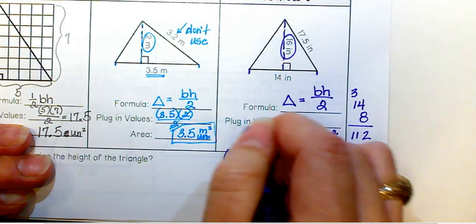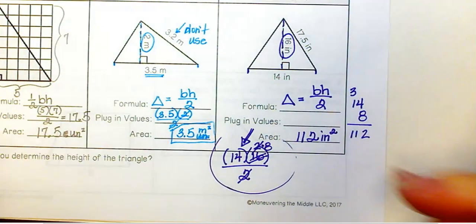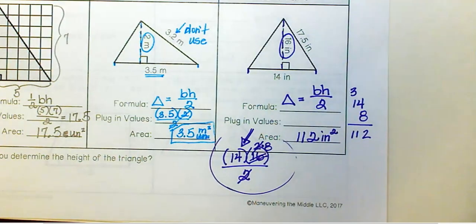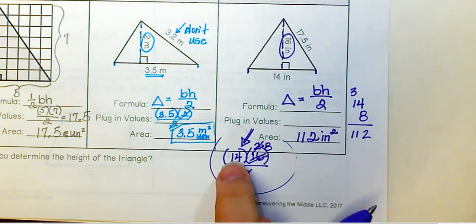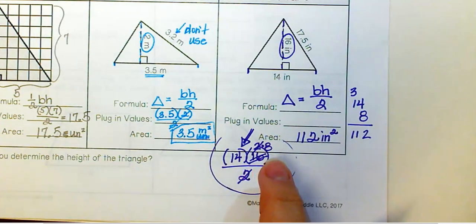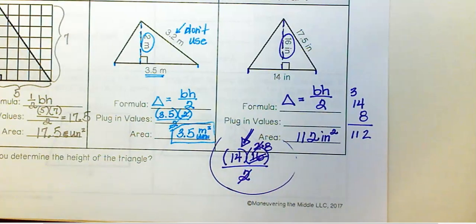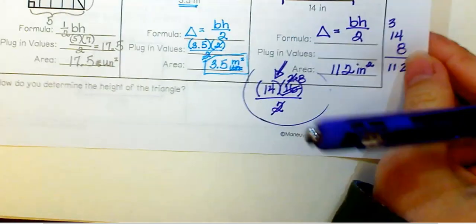Okay. Plug in my values. That's down here. All right. And if you don't understand what I did here, just do the 14 times the 16, get a total, and then divide by 2. Okay. How do you determine the height of a triangle?